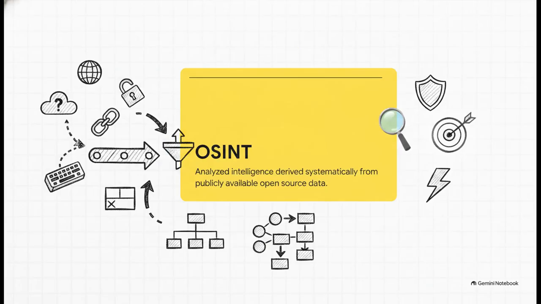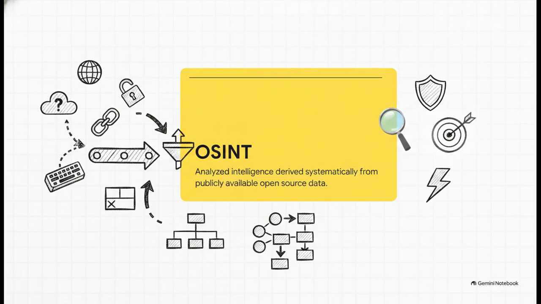Think of it like this. Data is really just data until it's systematically gathered, processed, and analyzed. Open source data? Those are your raw ingredients, like a random IP address or a leaked password hash, which is basically just a scrambled cryptographic version of a password.